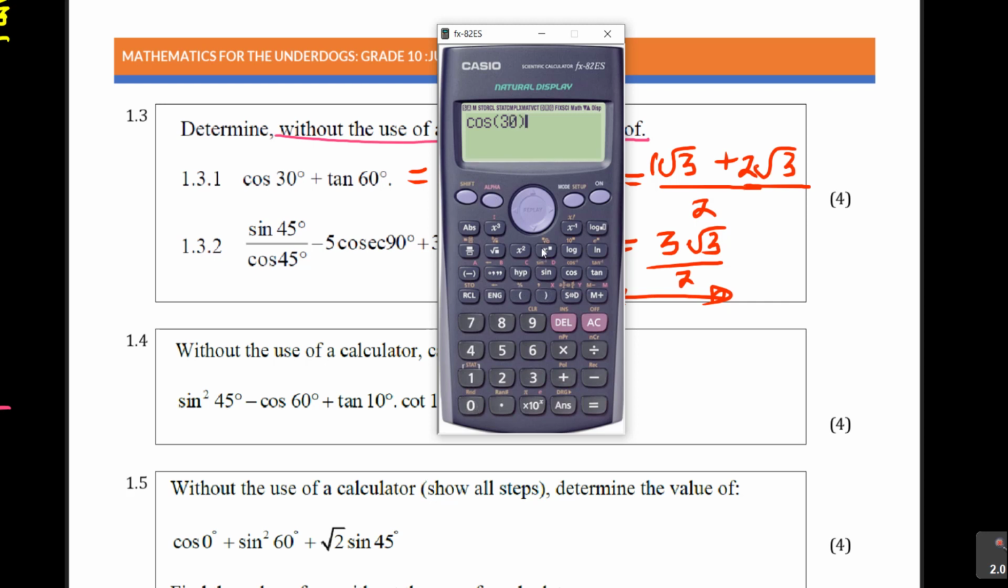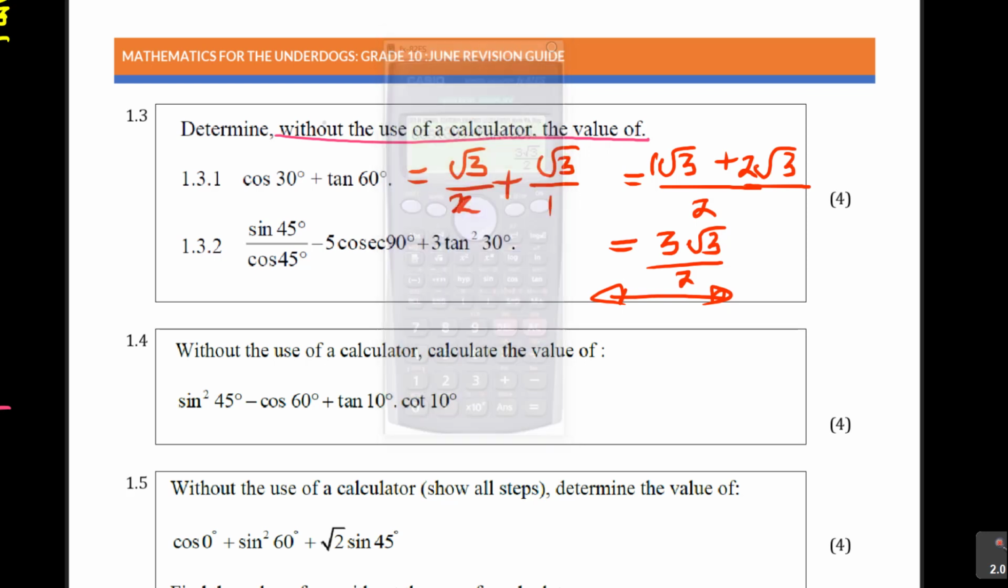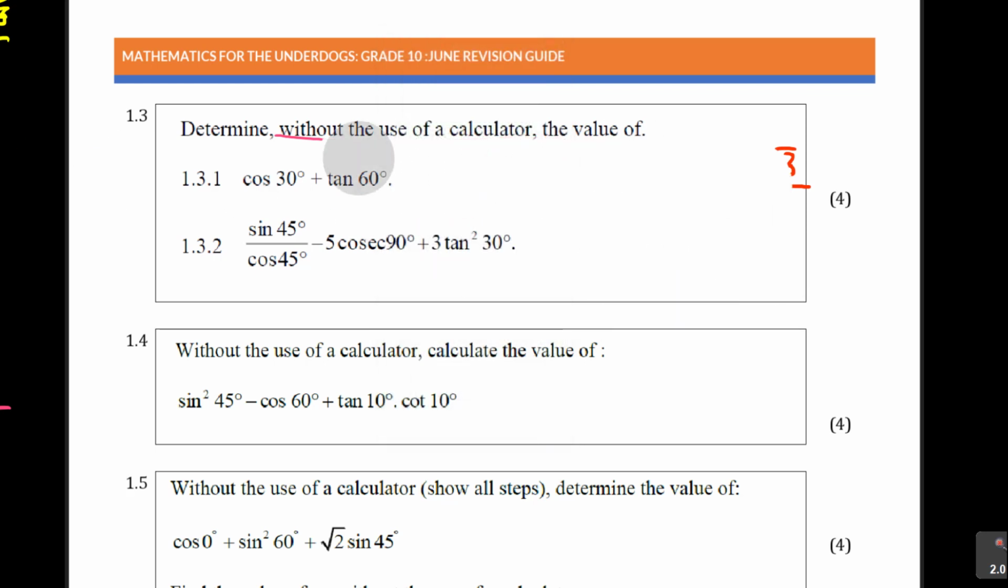Just be careful to close the bracket. Plus tan 60. See that? Equal to 3 root 3 over 2. Just keep on checking that so that you know that you're using the right thing. Next one, what is it saying?